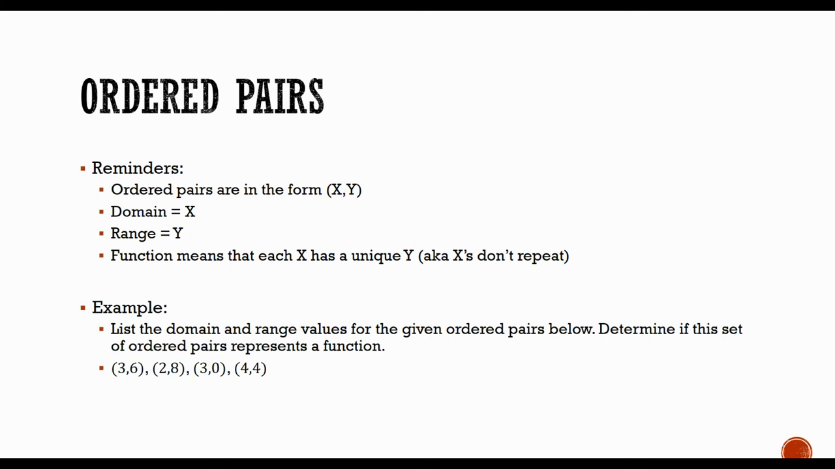List the domain and range values for the given ordered pairs below, and then determine if this set of ordered pairs represents a function. So for the first one, domain, we're looking for all of our x's. So we have 3, 2, 3, and 4. Those are all of our x's in the front. Then we can look for our range values. We've got 6, 8, 0, and 4. Those are all our values in the back of our ordered pairs.